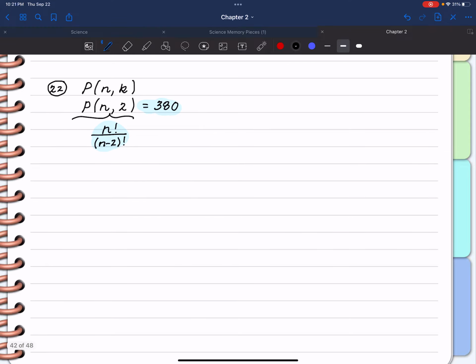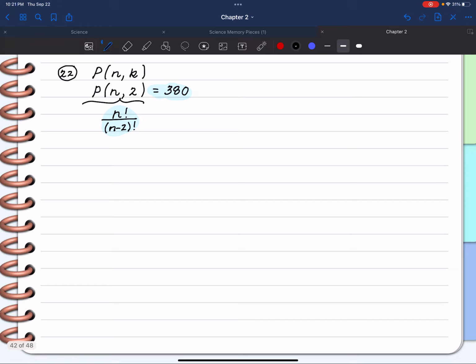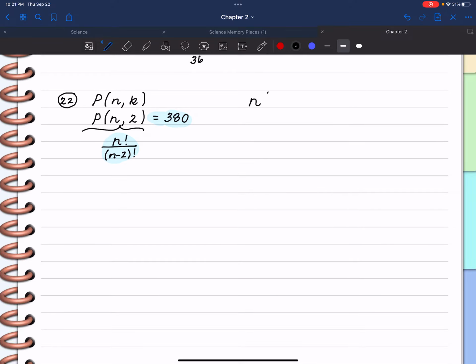So I'm going to bring that over here, or actually I think I'll bring it down here, where we have, no, I'm going to bring it up here. We have n factorial over n minus k, and remember we know k in this situation. We have treasurer and chairperson, and that is going to equal the 380. Okay? So now we have to really expand our formula.